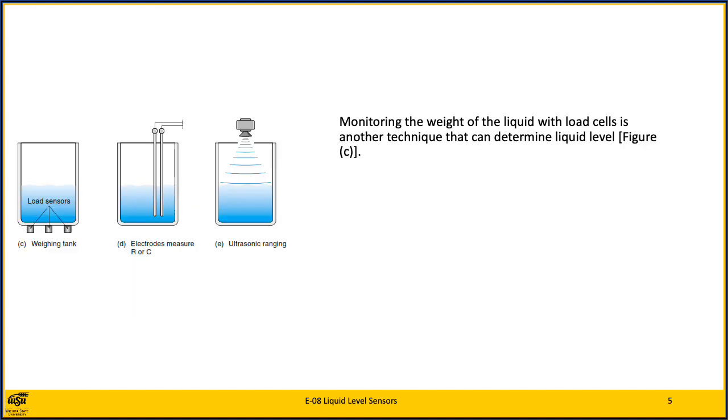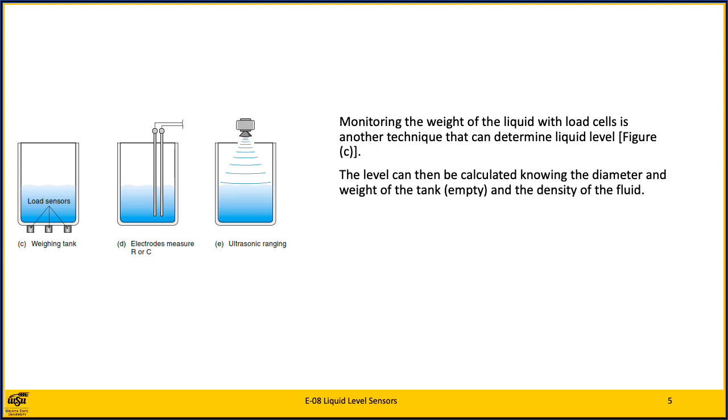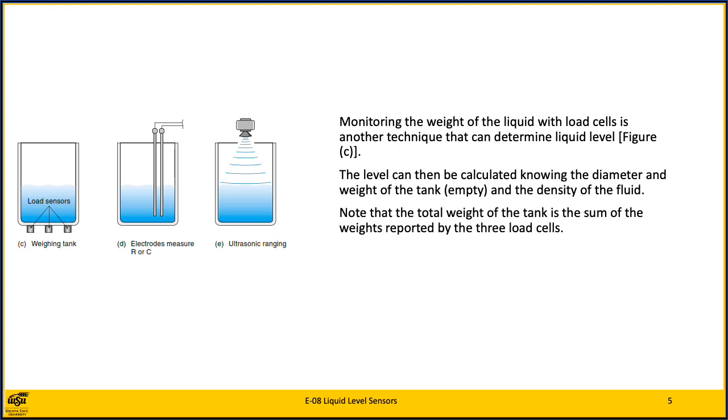Monitoring the weight of the liquid with load cells is another technique that can determine liquid level, looking at Figure C. The level can then be calculated knowing the diameter and weight of the tank empty and the density of the fluid. Note that the total weight of the tank is the sum of the weights reported by the 3 load cells.